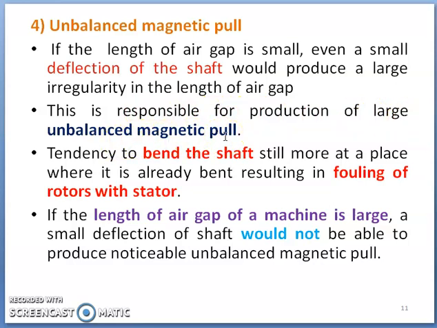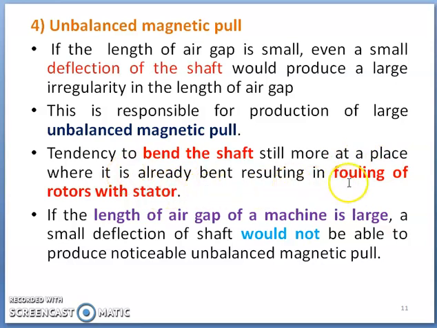In case of machine, if length of air gap is uniform throughout axial length, then there is no question of unbalanced magnetic pull. But what happens? Even with small deflection of shaft, irregularity in the length of air gap will be produced, and that results into unbalanced magnetic pull. And because of this, there is chance of bending the shaft, and tendency to bend the shaft is still more at place where it is already bent.